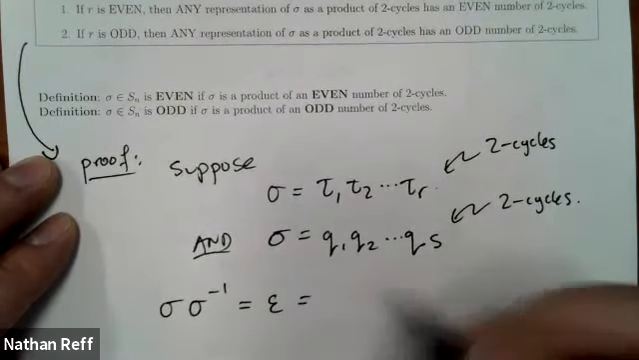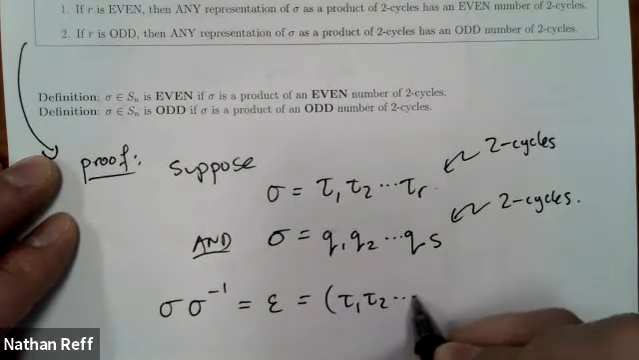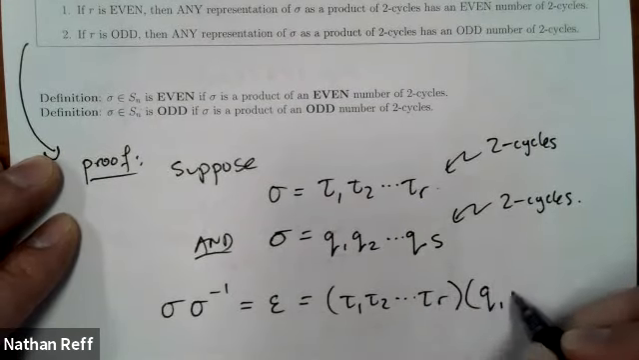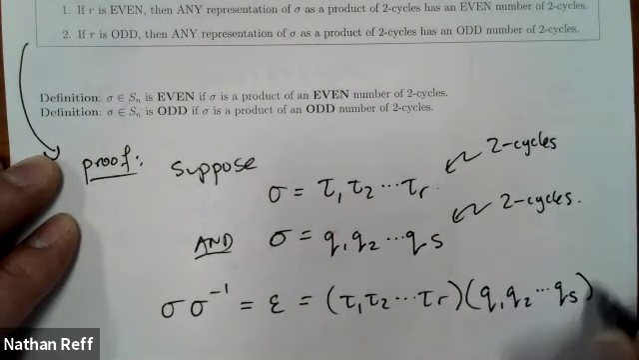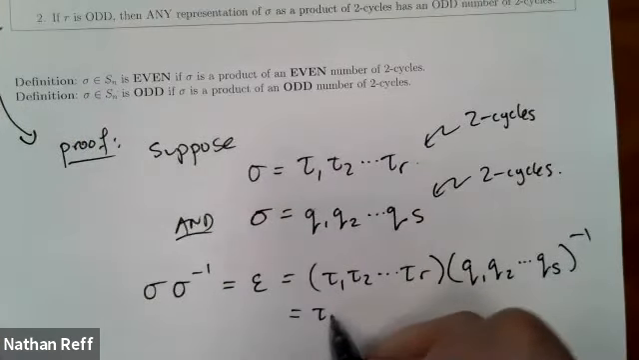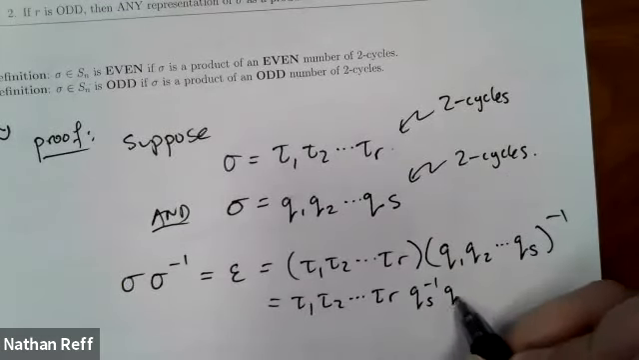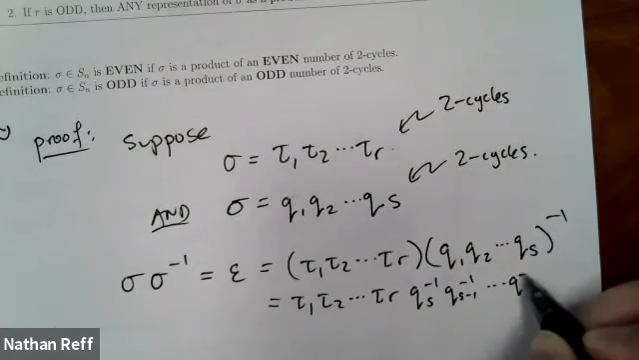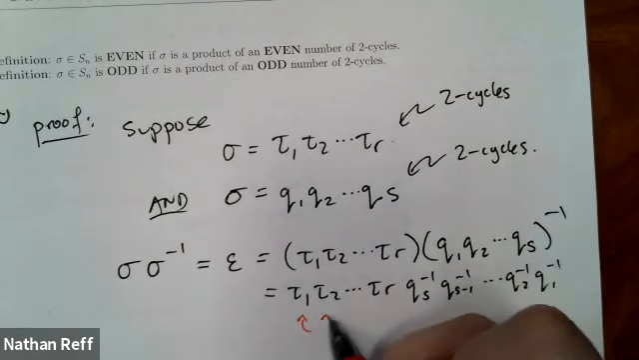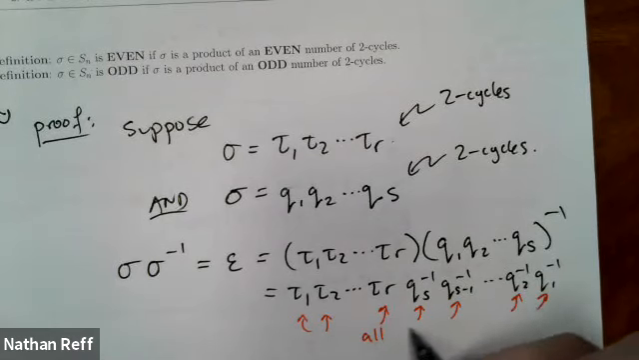But I can also compute it using these. Wouldn't this be tau 1, tau 2 up to tau r times this thing inverted? Do you agree with that so far? And now what would this be? This would be tau 1, tau 2, and so on up to tau r, and then Qs inverse, Qs minus 1 inverse, and so on down to Q2 inverse, Q1 inverse. And now these are all two cycles, right?